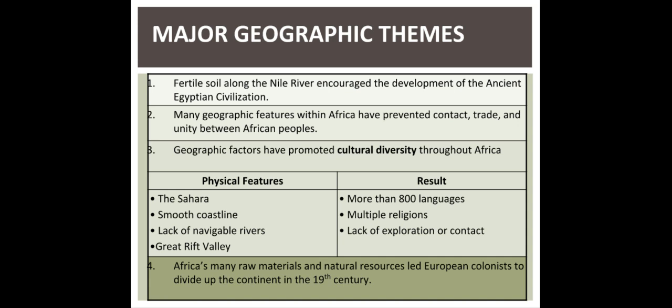A lot of the geographic features in this area have also prevented trade. As much as rivers like the Nile have provided the ability to trade products, and access to the Mediterranean has allowed that to happen as well, there are also a lot of geographic features that have prevented trade. The deserts in and of themselves provide a barrier. The highlands throughout the central part of Africa and the dense vegetation of the rainforests also provide barriers.